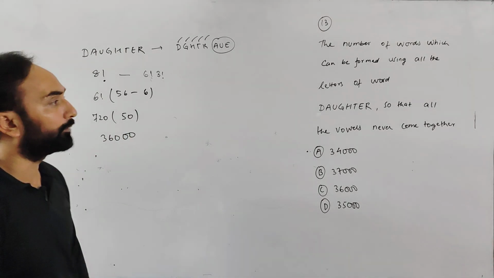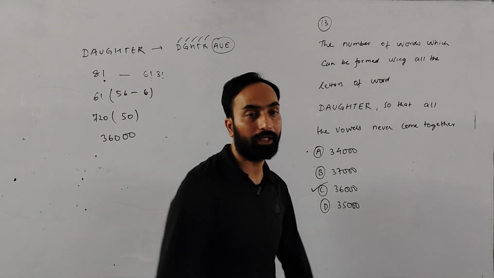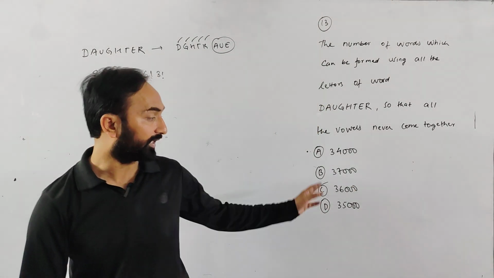So the final answer will come as, for vowels never come together: option number C is the correct option, and option number C is 36,000.